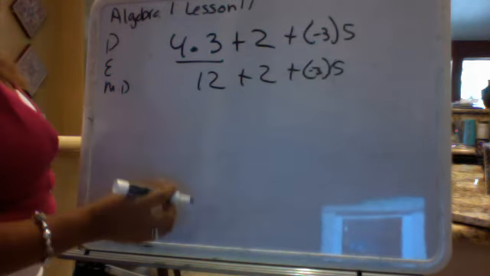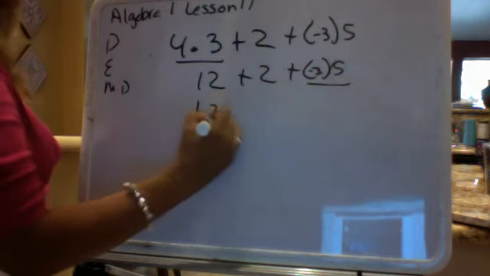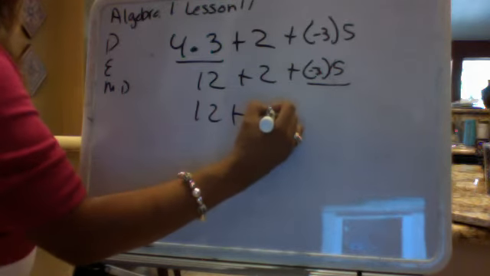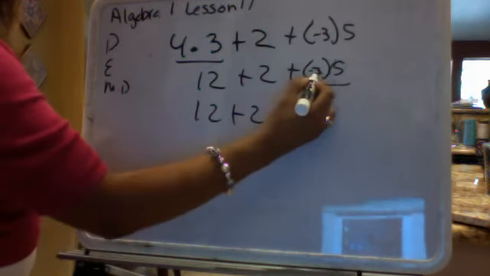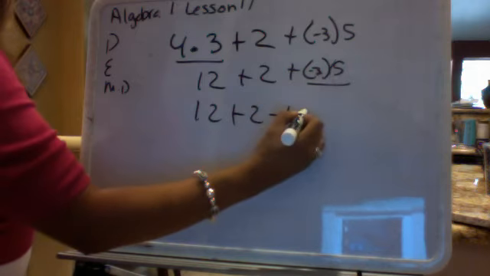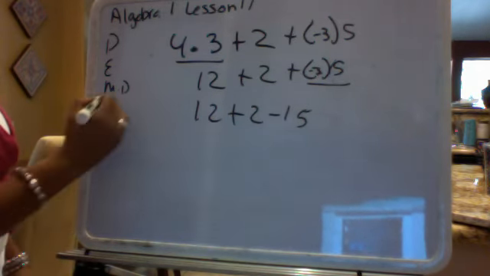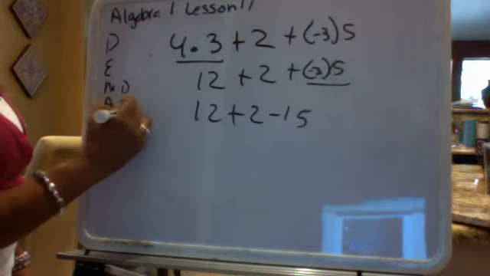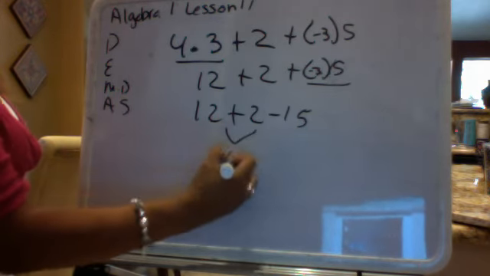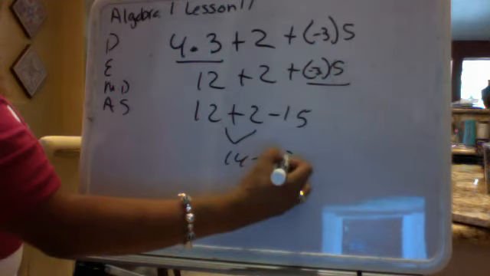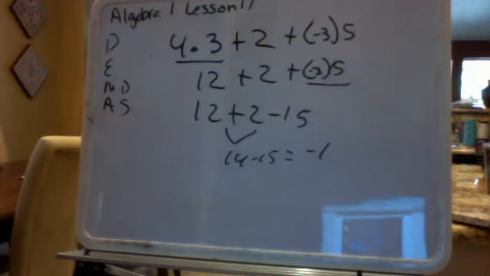We still have another multiplication. 12 plus 2. What's negative 3 times 5? Negative 15. No more multiplication or division. So now we go on to our addition and subtraction. 12 plus 2 is 14, minus 15 is simply negative 1.